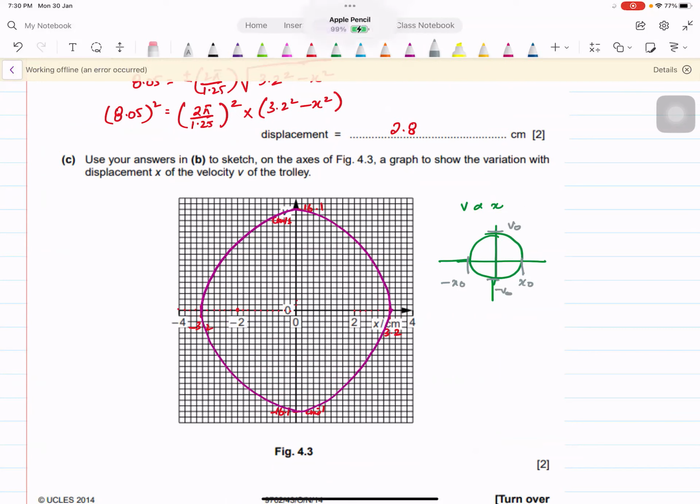Please let me know. So we always use the maximum displacement and the maximum velocity. Yes, the line will always pass through those points, okay? You should always remember that. All right. Any questions? Please let me know.